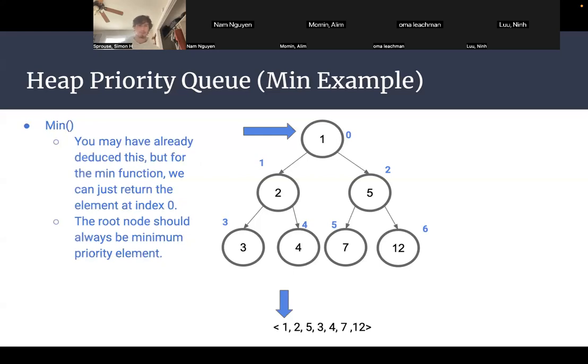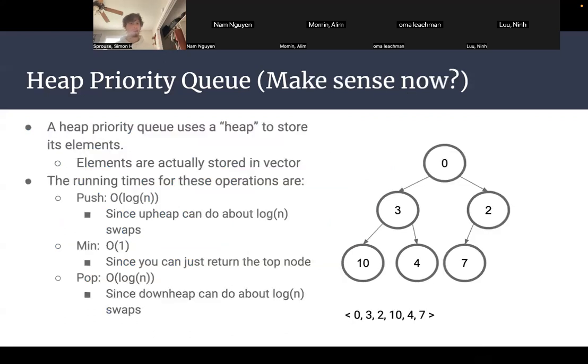Technically, there's a third function called min, which is like peek, where you just want to look at the minimum element and return what that is without actually removing it from the structure. This, of course, will be O of 1 because you were just saying what exists at index 0. It's just one access, it's constant time. So that is pretty much all I have on the slides. I am going to do an example so that y'all can actually see how this data structure works.